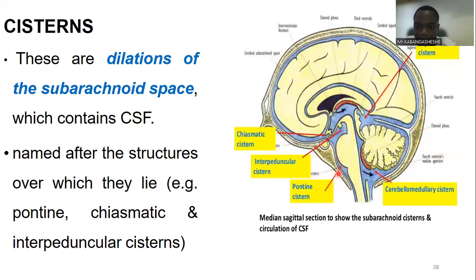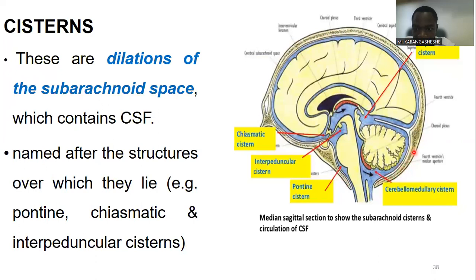Then we have the pontine cistern, because it is lying adjacent to the pons. Then we have the cerebellar medullary cistern. This is the cerebellum. This is the medulla oblongata. So that space between the cerebellum and medulla oblongata, we call it the cerebellar cistern or cisterna magna. Cisterna magna, because look at this. This is a skull. This is the occipital bone of the skull, and this is the base of the skull. You see that? Base of the skull.